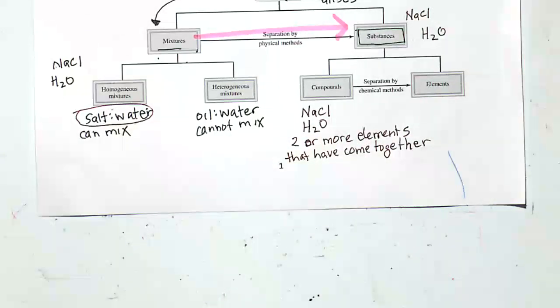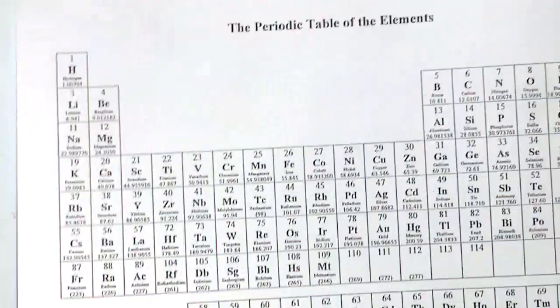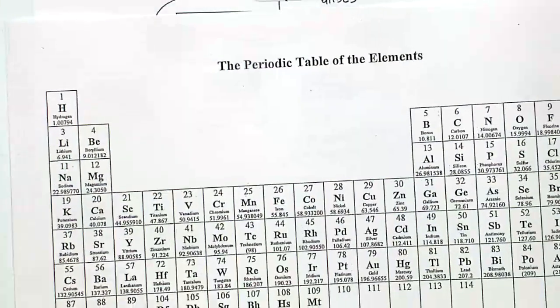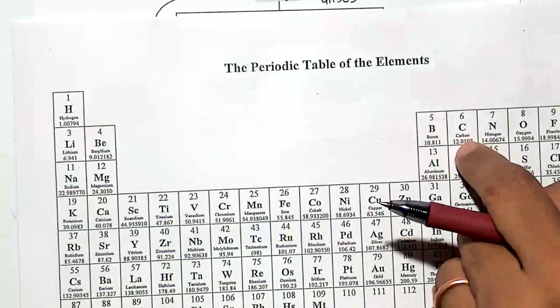Okay, what is an element? An element is just whatever's inside this box in the periodic table. I'll hand this out, but whatever is in this box is an element. So boron is an element.